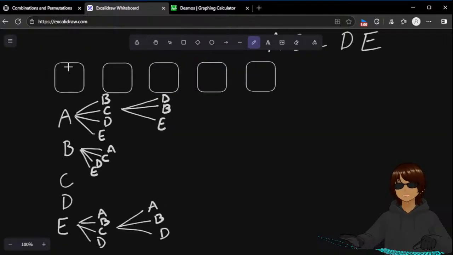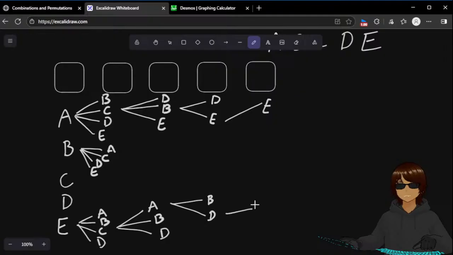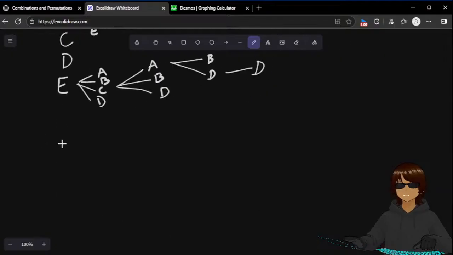Similarly, I start with 5 options, then I have 4 options, then 3, then 2. If I choose B over here, then I have 2 options. If I choose D over here, then I have 1 option. If I choose A over here, then I have 2 options. If I choose B over here, then I have 1 option. So I have a choice of 5, then 4, then 3, 2, 1.